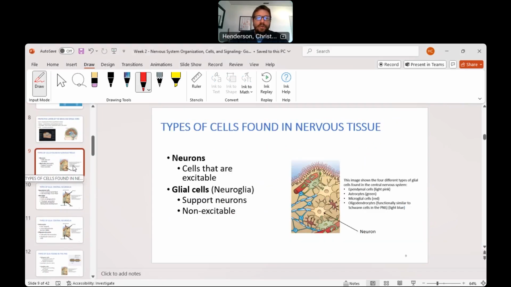Okay, so now we need to talk about nervous tissue. So remember, tissues are made of cells. Nervous tissue is made of two types of cells, which you need to know. The first one is a neuron. This is the electrically excitable cell. This does all the magic. Then there are six glial cells that you need to know: four in the CNS, two in the PNS. You need to know where they are and you need to know their functions.